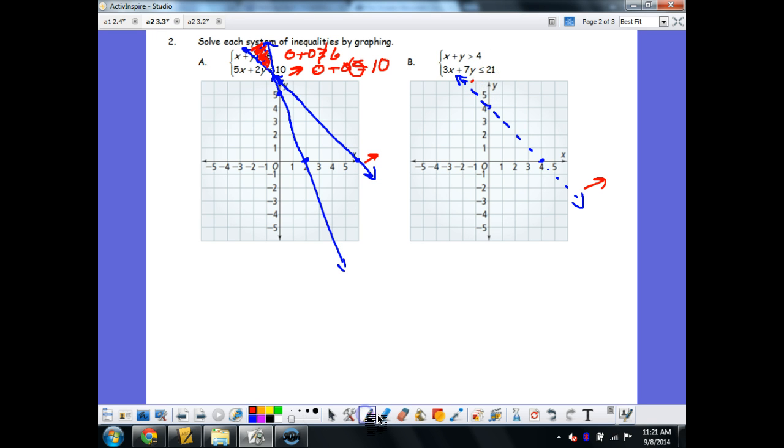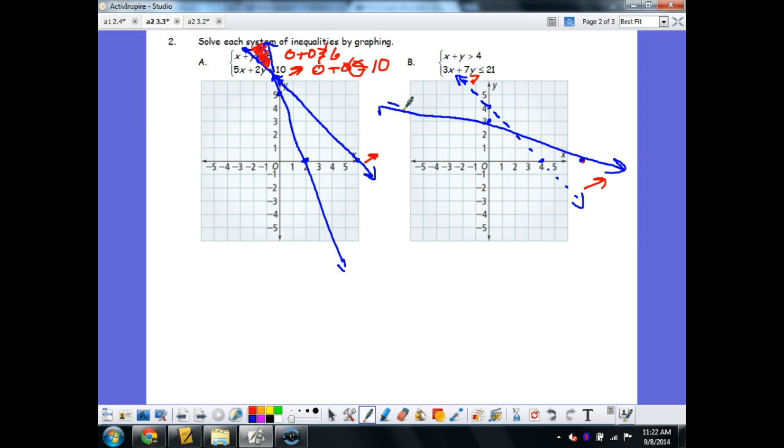Now, for the second one, x-intercept is 7, which there's 6. 7 would be out here somewhere. And the y-intercept is positive 3. And that one's going to be a solid line.